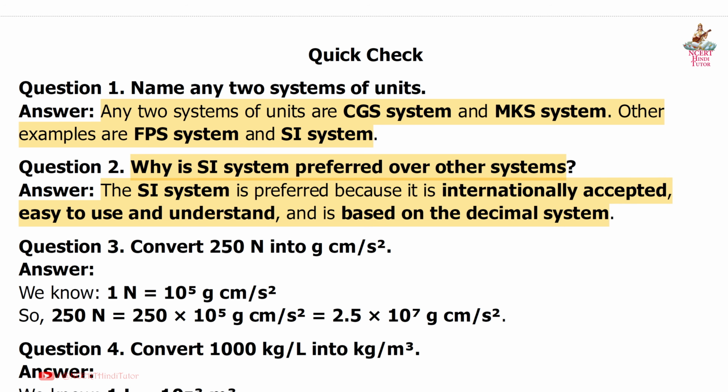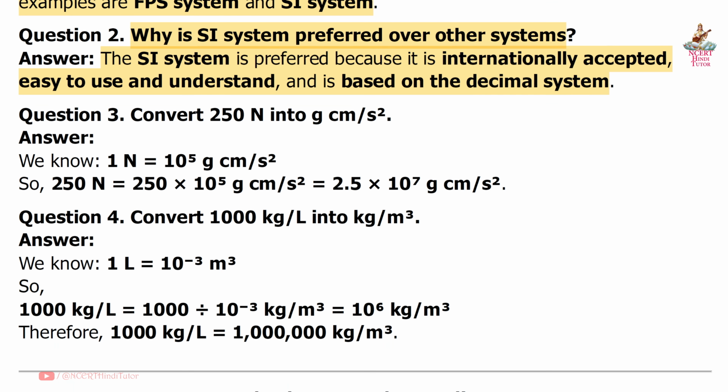the decimal system. Question 3 Convert 250 Newton into gram centimeter per second square. Answer We know 1 Newton is equals to 10 to the power 5 gram centimeter per second square. So 250 Newton is equals to 250 multiplied by 10 to the power 5 gram centimeter per second square, which gives 2.5 multiplied by 10 to the power 7 gram centimeter per second square.